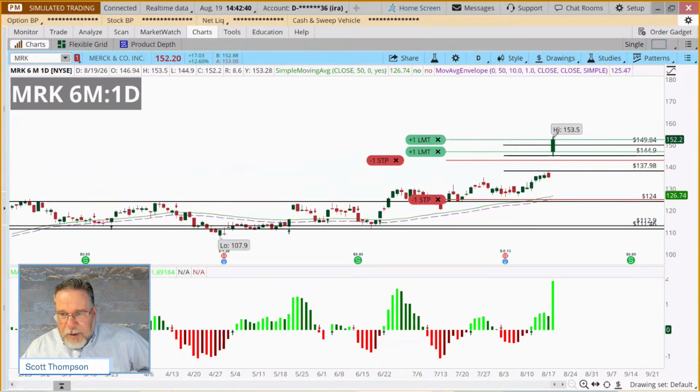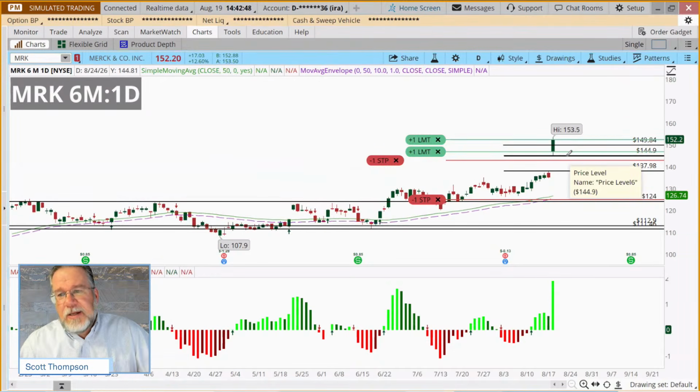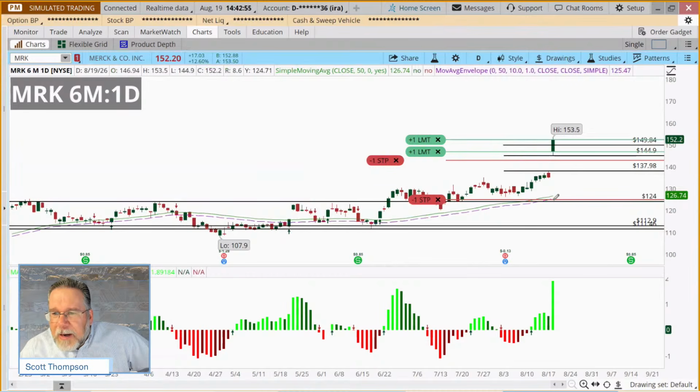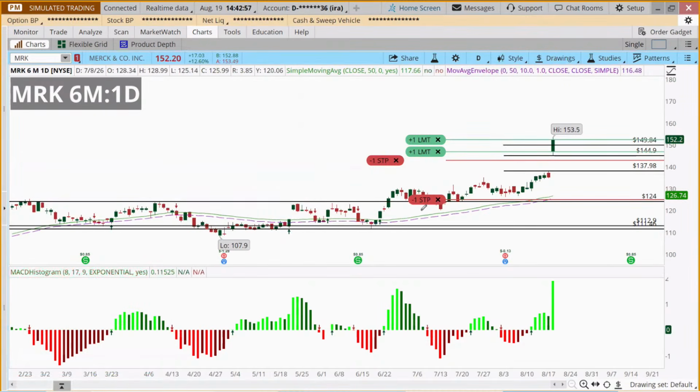So, we have a limit order for tomorrow. If this opens 152.50 or lower, it'll fill. If it pulls back, which is kind of expected, that's what we expect, then that order will fill for us. Oh, I gotta set that stop. So that one's not right. What was it?